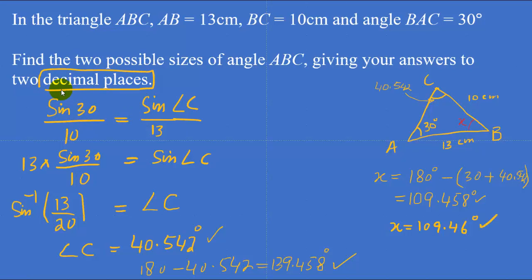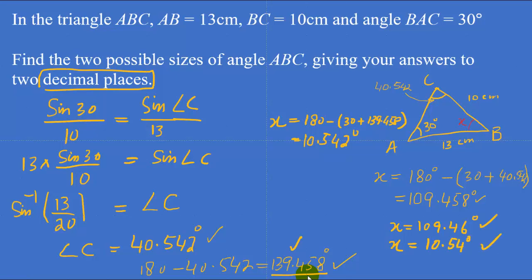Now if we take the second possible angle, this C as 139.458, then the sum of the angle C and A, 30, if we subtract that sum from 180, this angle X is now 10.542. So the second possible angle can be 10.54 up to 2 decimal places. So these are the two possible angles.